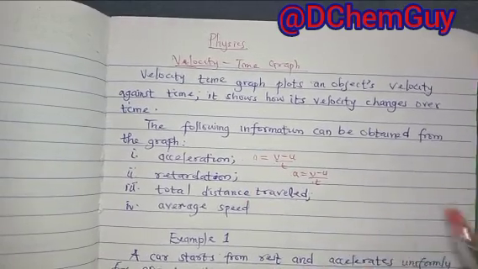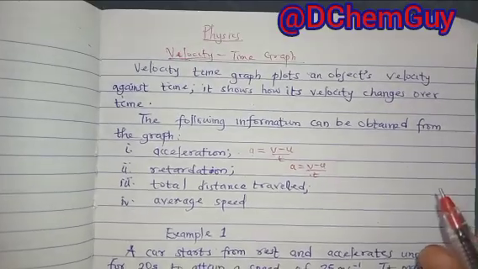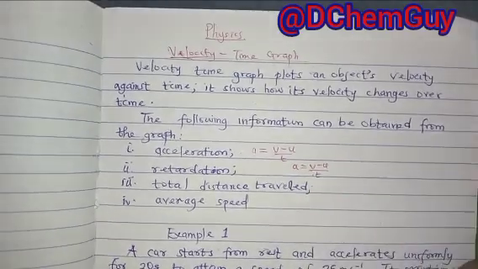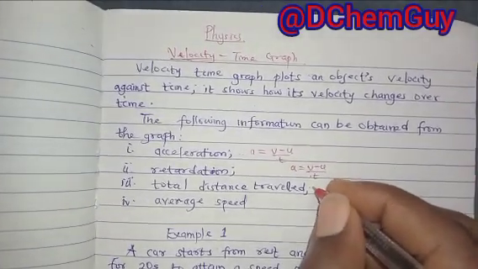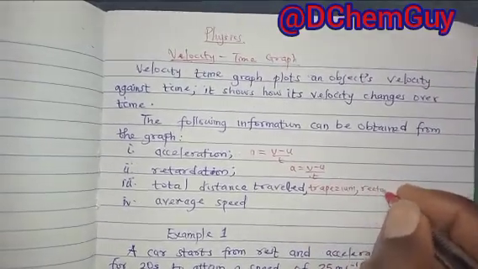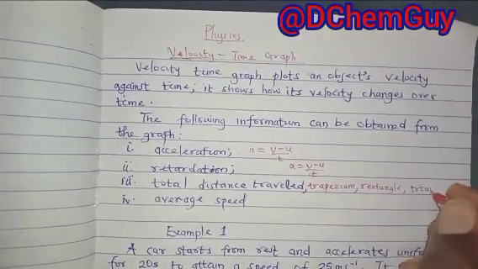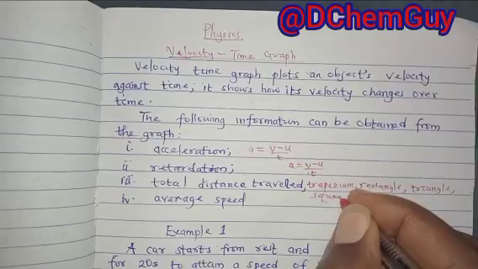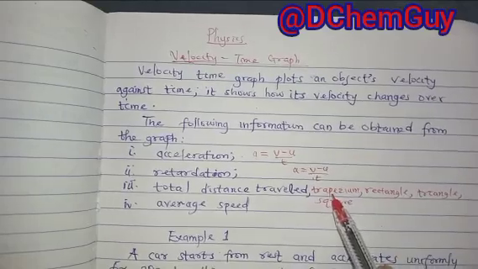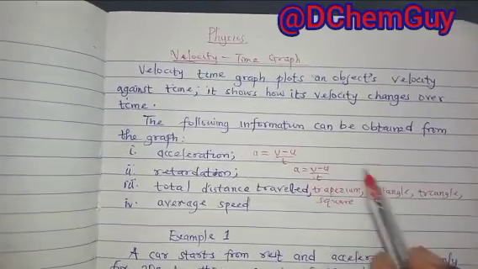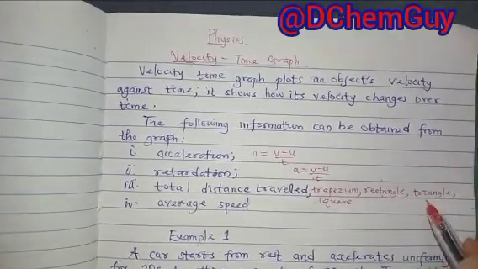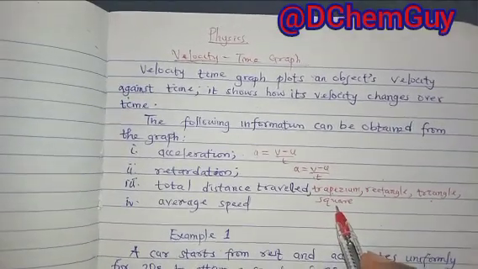Now, total distance traveled is the area of the graph itself. You can get the area in various shapes. Sometimes it might be a trapezium, or rectangle, or a triangle, even a square. So we are going to be using all these areas. The area of a trapezium is half into bracket a plus b close the bracket h. Now, the area of a rectangle is what? Length times breadth. The area of a triangle is half times base times height, and the area of a square is length times length.